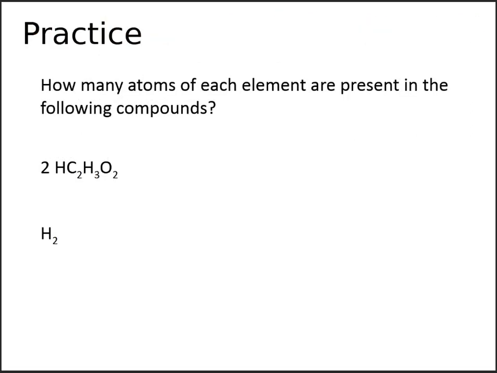So let's do a little bit of practice with counting the number of atoms of each element in a compound. So for this first one, there are 3 elements. There's hydrogen, carbon, and oxygen. Take a second and figure out how many hydrogen atoms, carbon atoms, and oxygen atoms are in 2 of these acetic acid molecules.